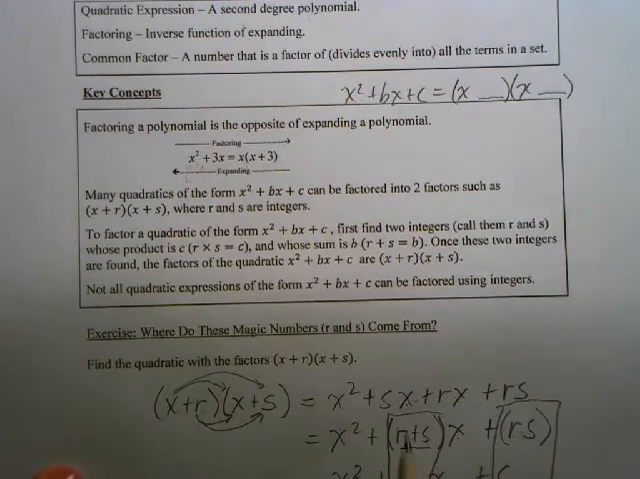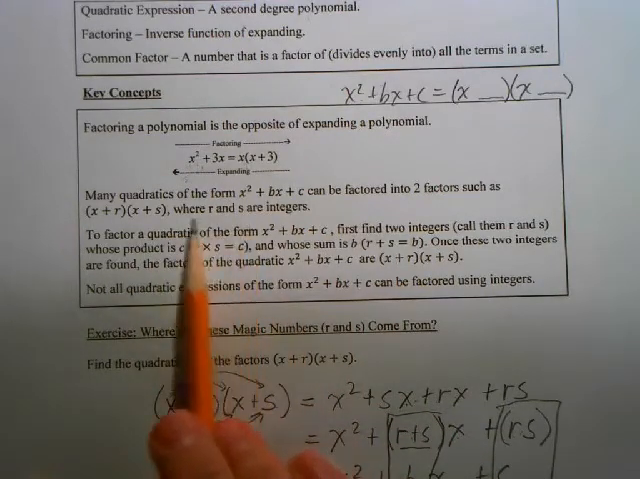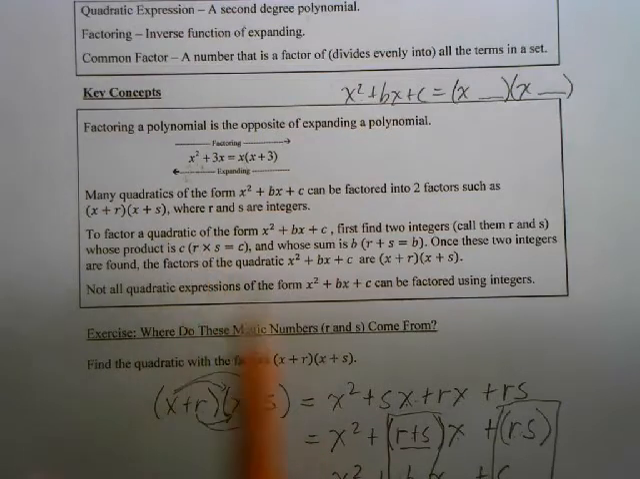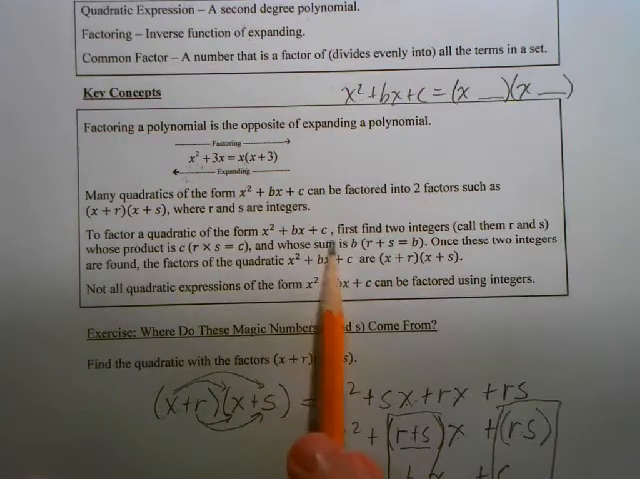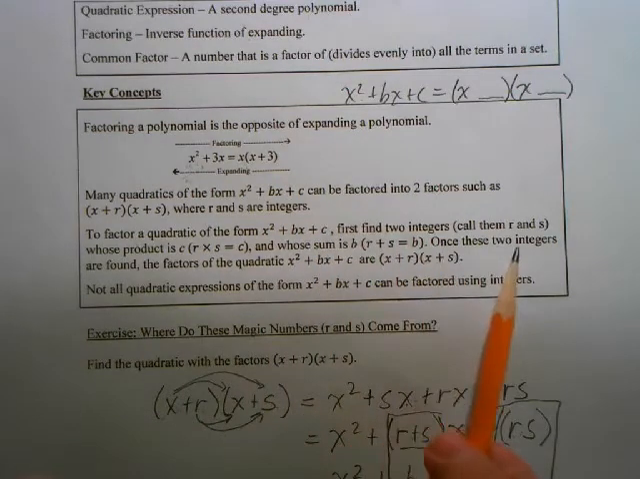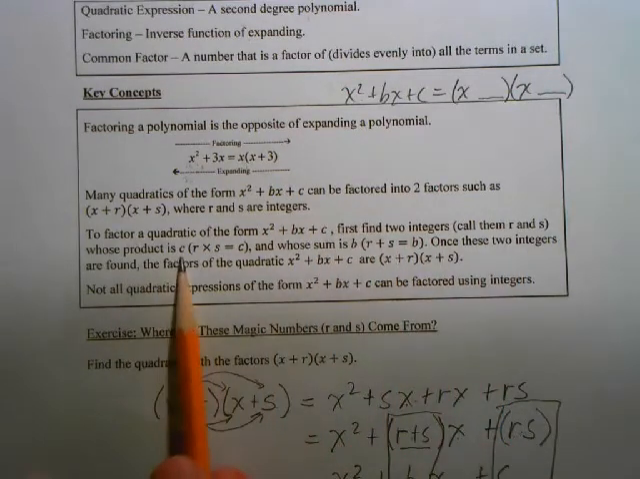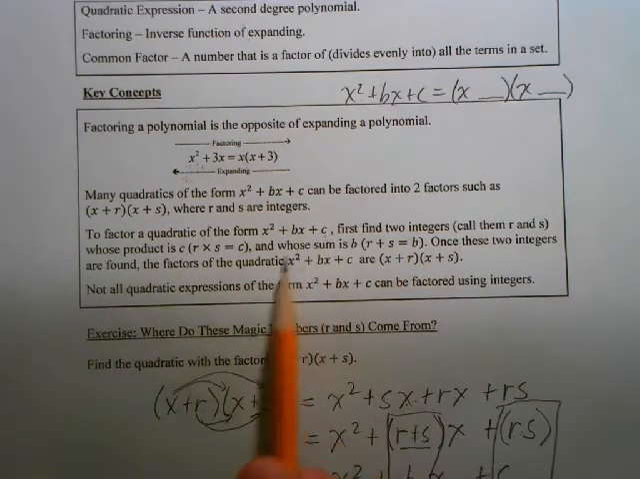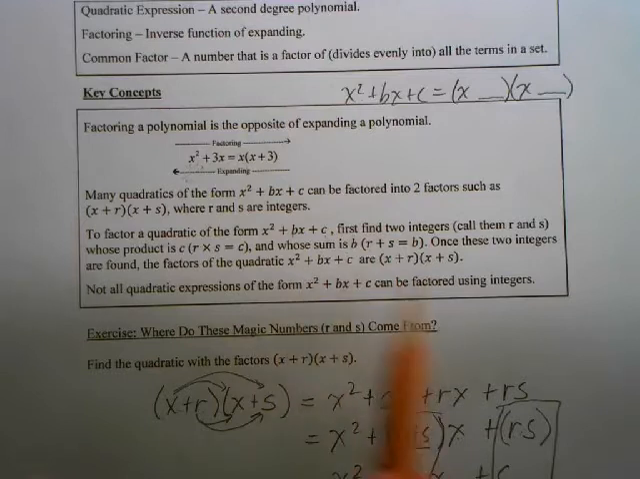So I just wanted to show you where this comes from, and I summarized it here. To factor a quadratic of the form x squared plus bx plus c, first find 2 integers, we call them r and s, whose product is c, and whose sum is b, which is the coefficient of the x term. Once these 2 integers are found, the factors of the quadratic x squared plus bx plus c are x plus r and x plus s in brackets.